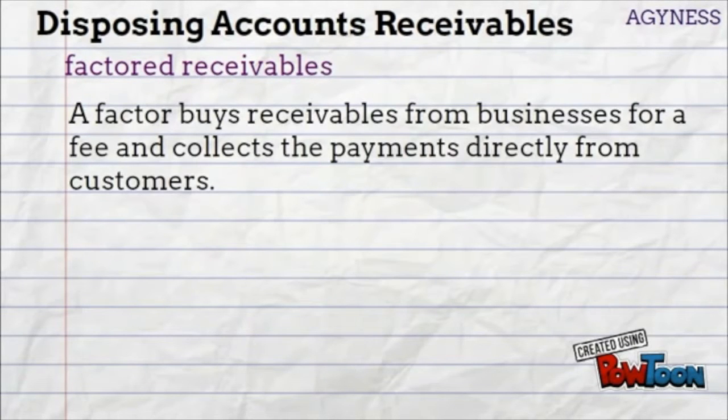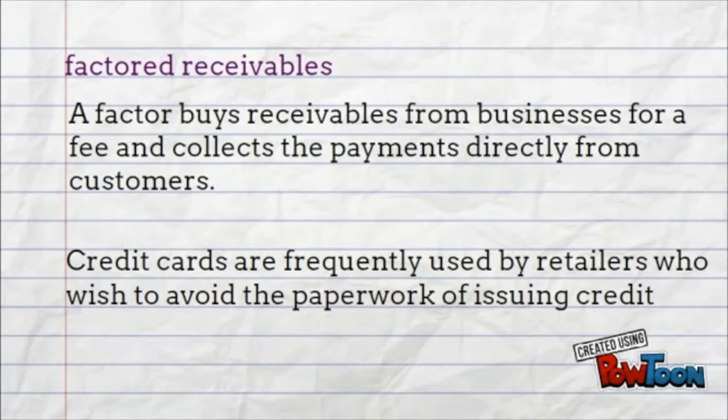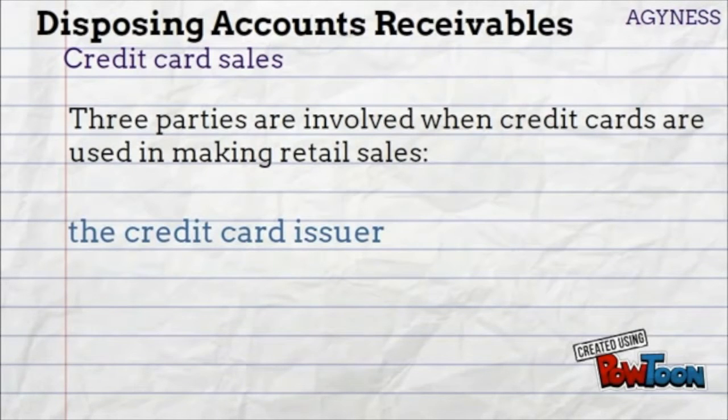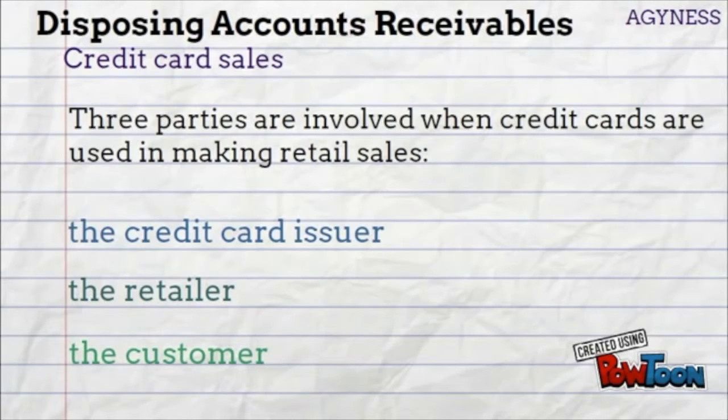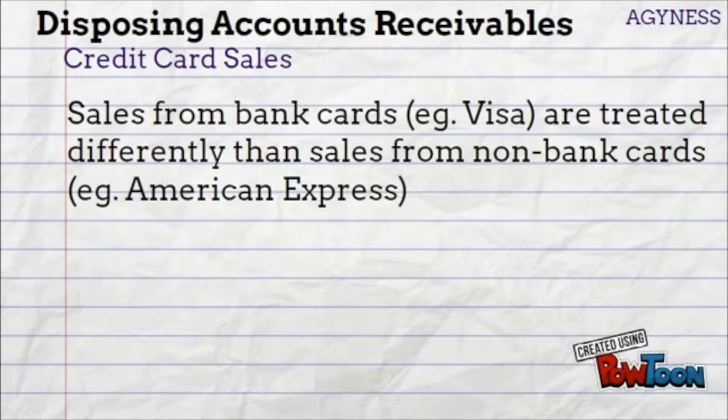Disposing of accounts receivable. A factor buys receivables from businesses for a fee and collects the payment directly from customers. Credit cards are frequently used by retailers who wish to avoid the paperwork of issuing credit. Three parties are involved when credit cards are used in making retail sales: the credit card issuer, the retailer, and the customer. The retailer pays the credit card issuer a percentage fee of the invoice price for its services. Sales from bank cards are treated differently than sales from non-bank cards.